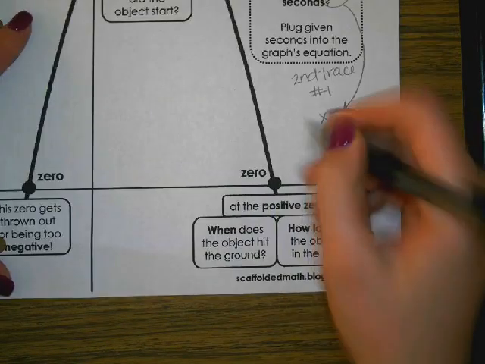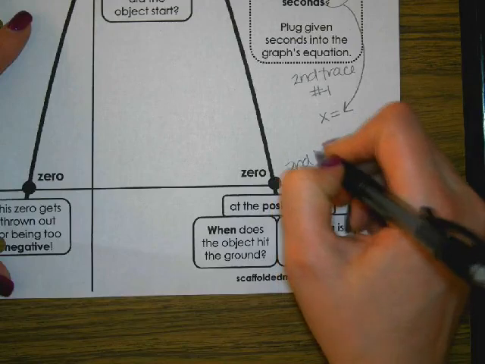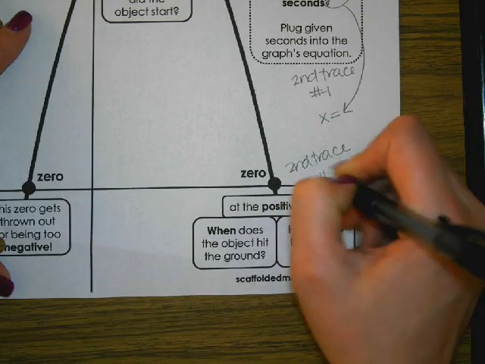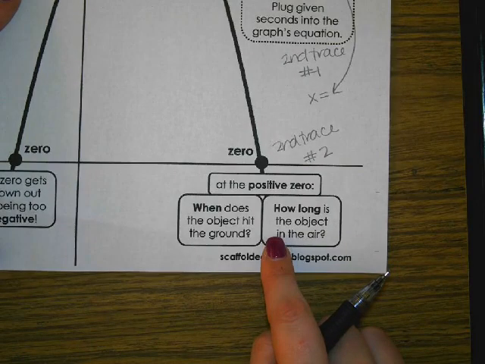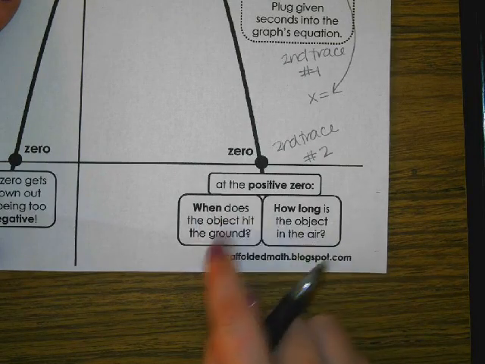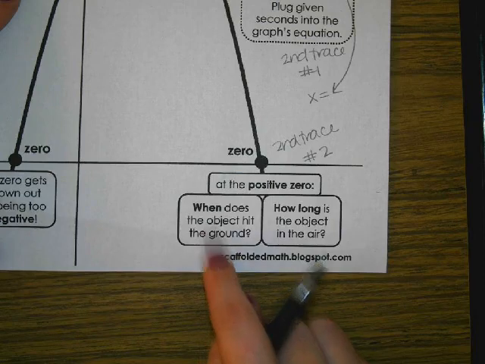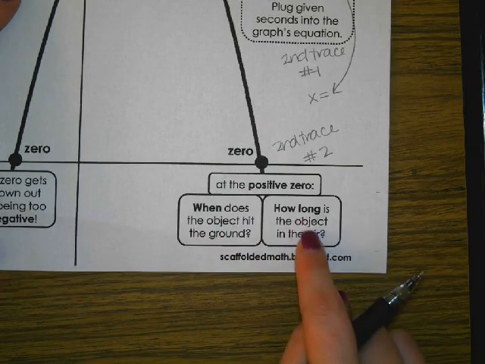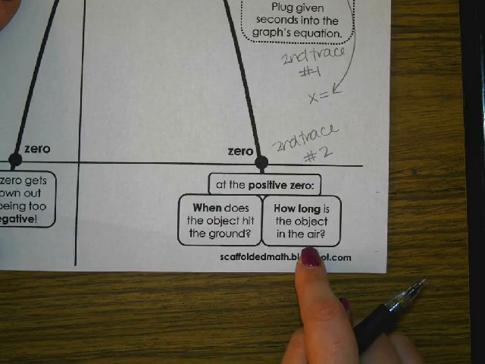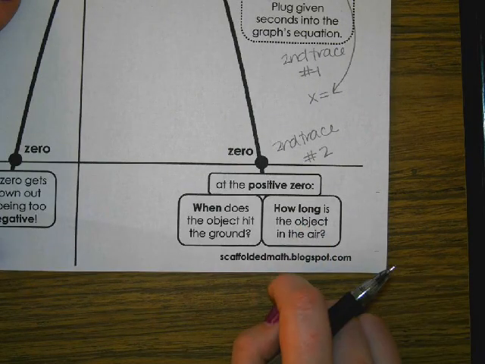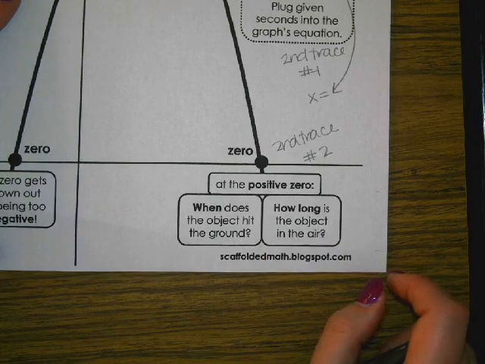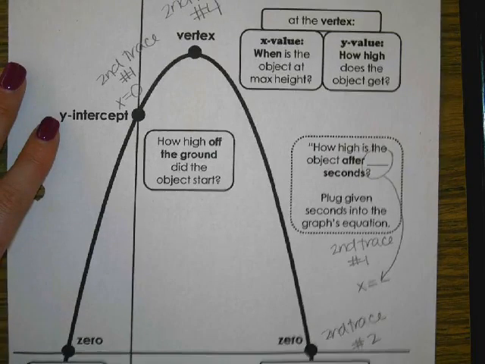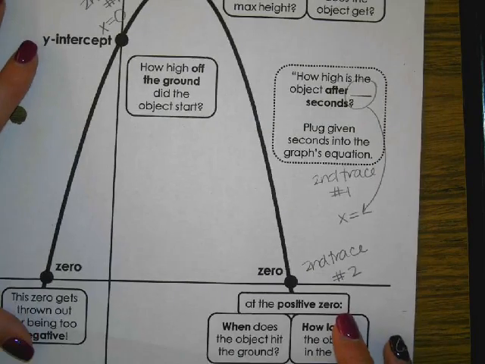So over here, this is going to be second trace number 2. And they phrase these questions 2 different ways. It might be phrased, when does the object hit the ground? And I think that's really easy to answer. The other question that sometimes throws students off is when they ask how long was the object in the air. That's when it's hitting the ground, so that's when it stops being in the air. So same answer, just 2 different ways of phrasing the question. So this is in case you get stuck, you can look at this to help you out. Does that make sense?